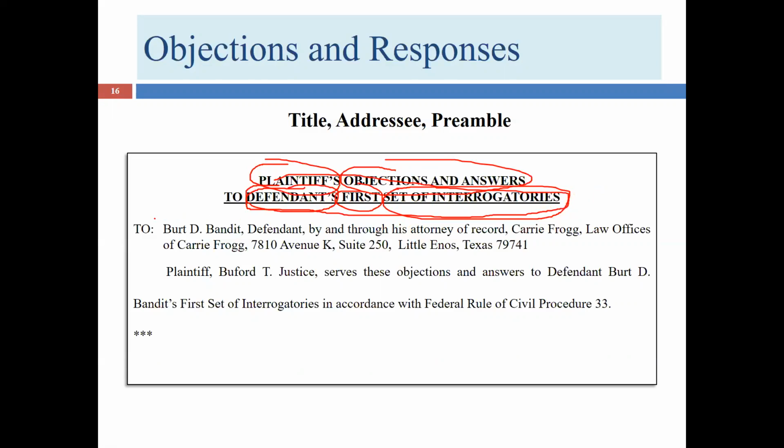And you can see that we're writing this back because it's from the plaintiff to the defendant. So now we're sending it to the defendant, but we're not sending it directly to the defendant. We're sending it to the defendant's attorney. And again, this is the address of the attorney, not the defendant's address. And we have that little preamble, and you can see it's not very creative. It's just plaintiff Buford T. Justice serves these objections and interrogatories to defendant Bert D. Bandit for a set of interrogatories in accordance with Federal Rule of Civil Procedure 33. So again, that's just setting us up. This is what we're going to be doing in this document.